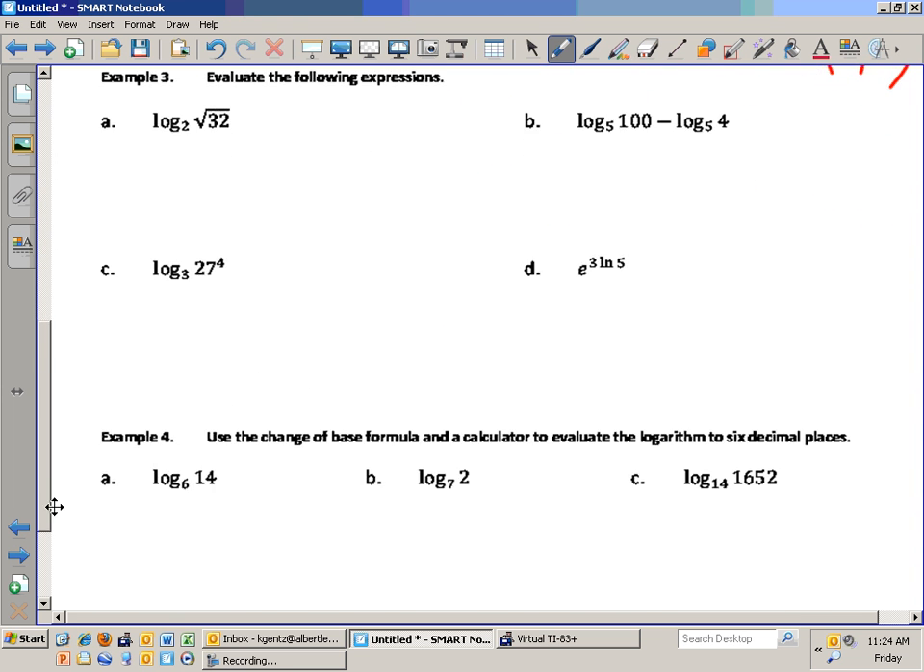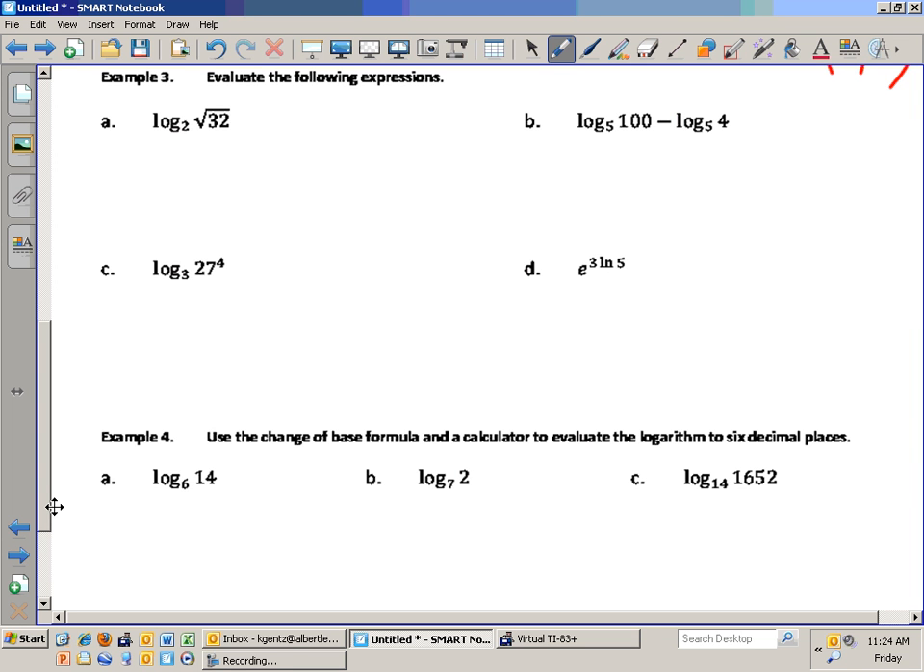All right, good job. Let's try some that are a little bit more straightforward, okay? These next ones go by pretty quick for people. It says evaluate the expressions. In this part, these are ones that you can all think through on your own and come up with exact numbers. But log base 2 of the square root of 32.